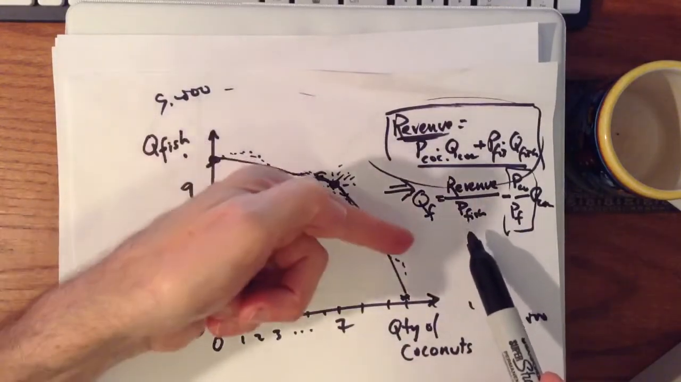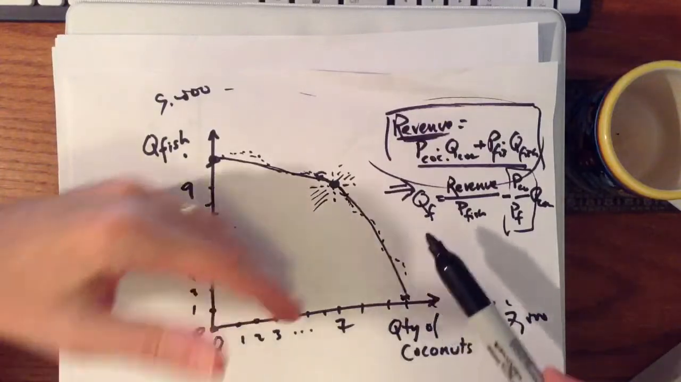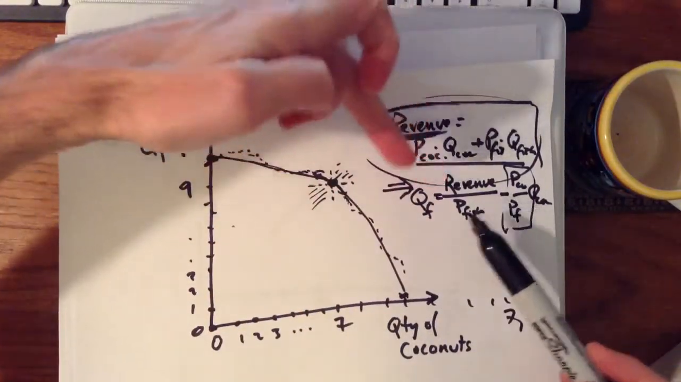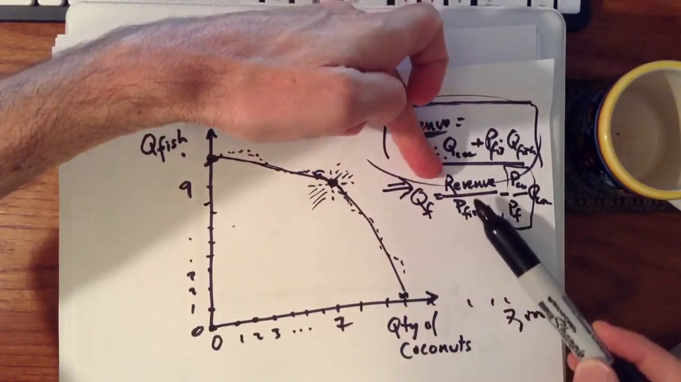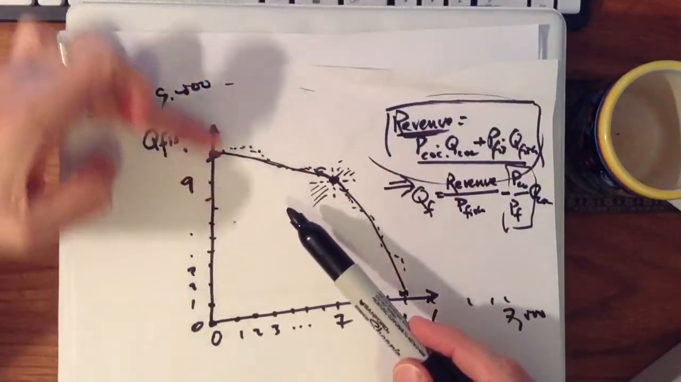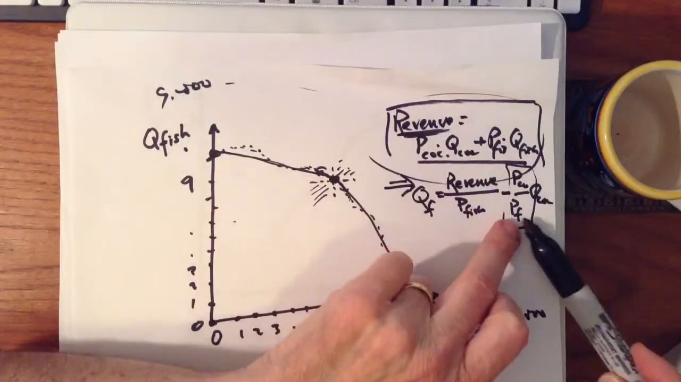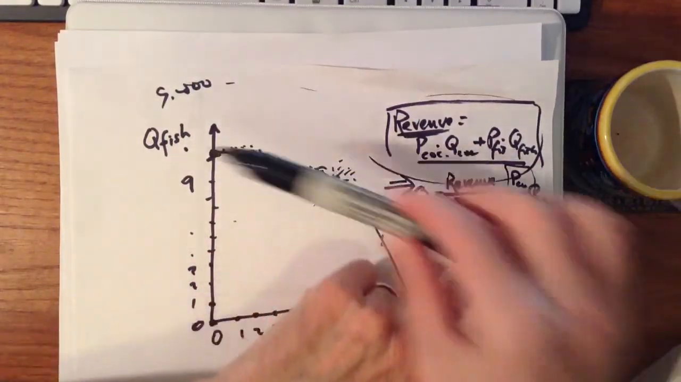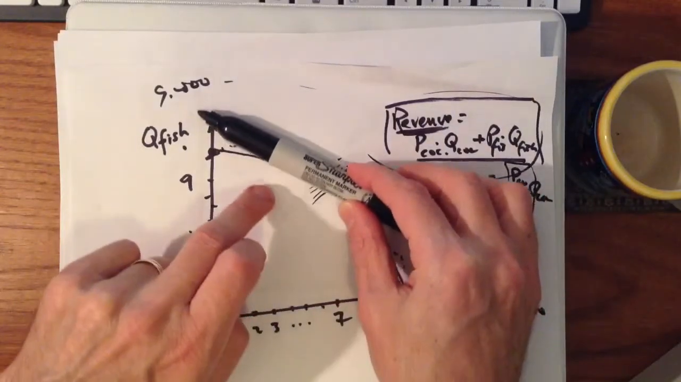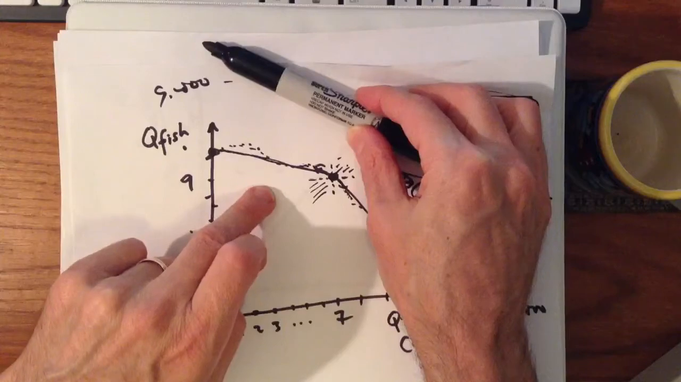if we're an economist, is that the farmer, or the Robinson Crusoe character, would like to have the most revenue possible. So the most revenue possible is where revenue divided by the price of fish is as high as possible up this line. In other words, the line whose slope is negative price of coconuts over the price of fish should be as high as possible, to have as high a revenue level as possible.